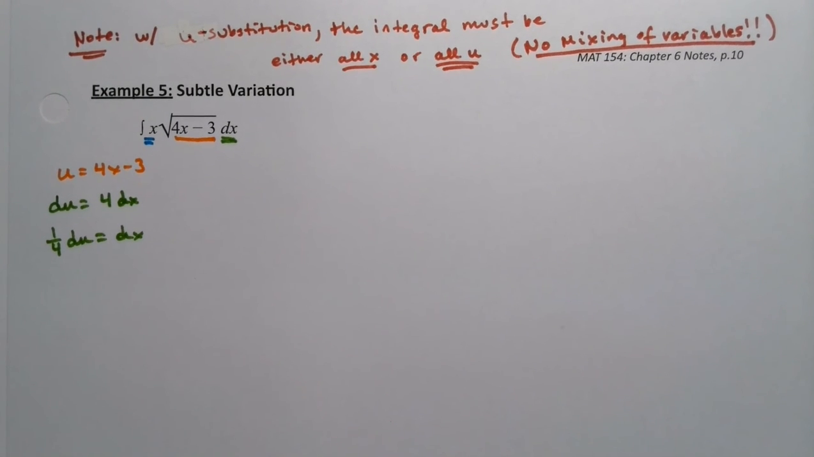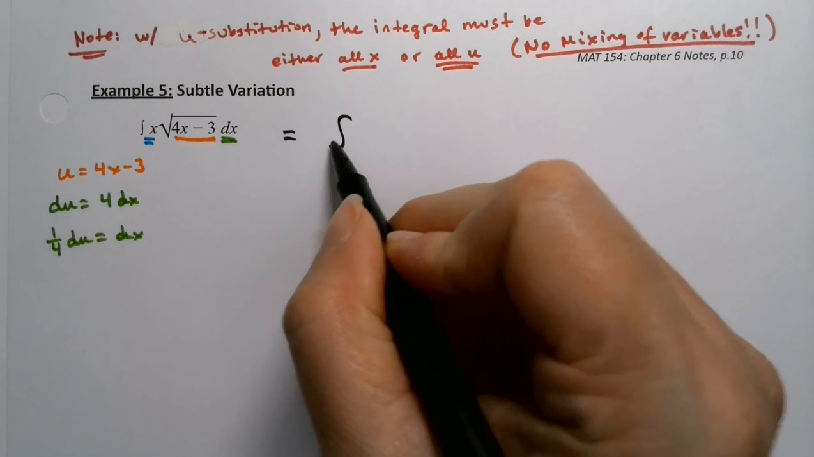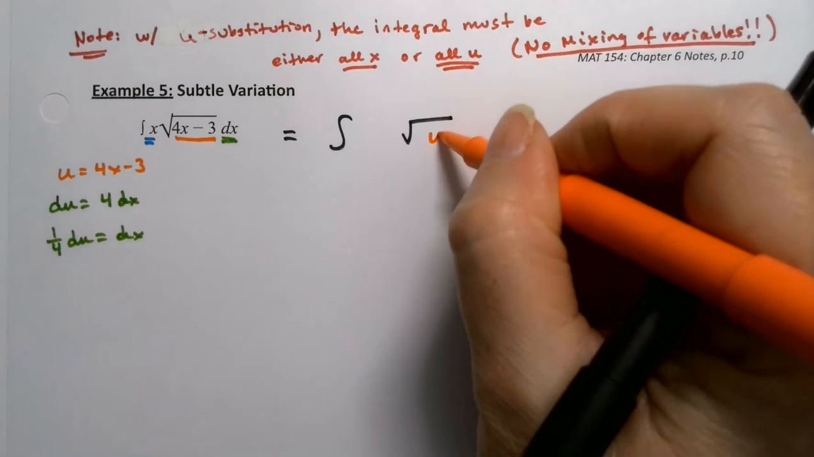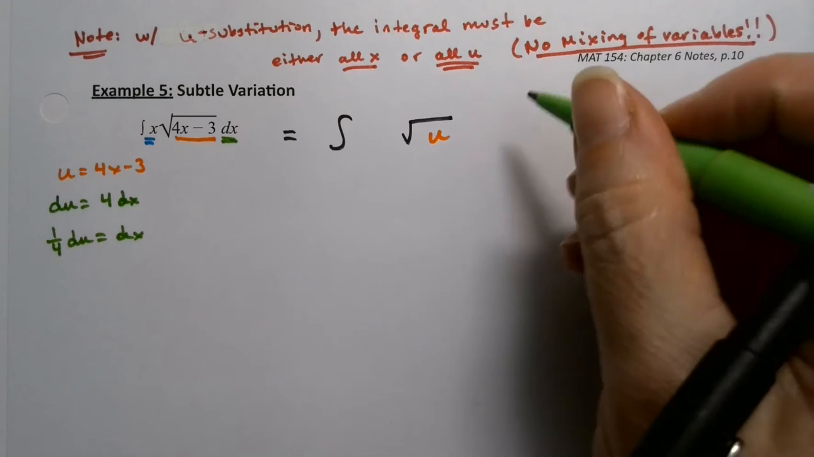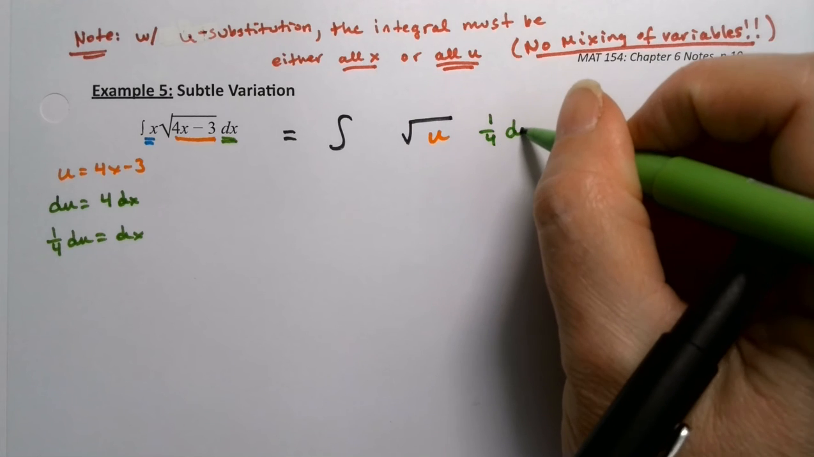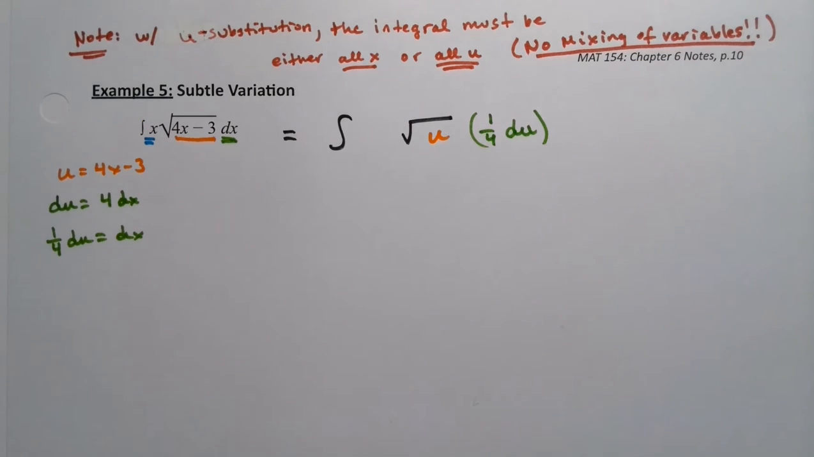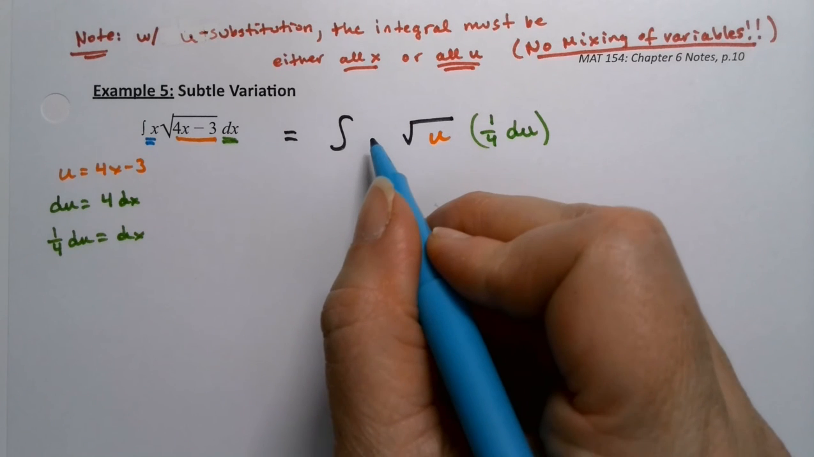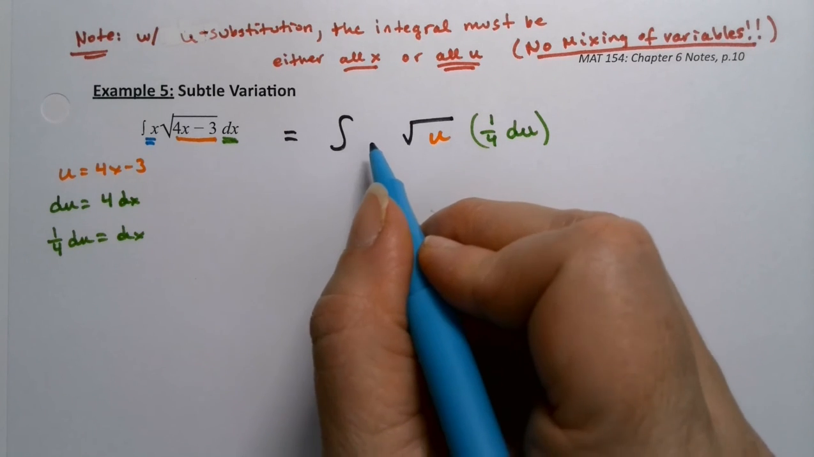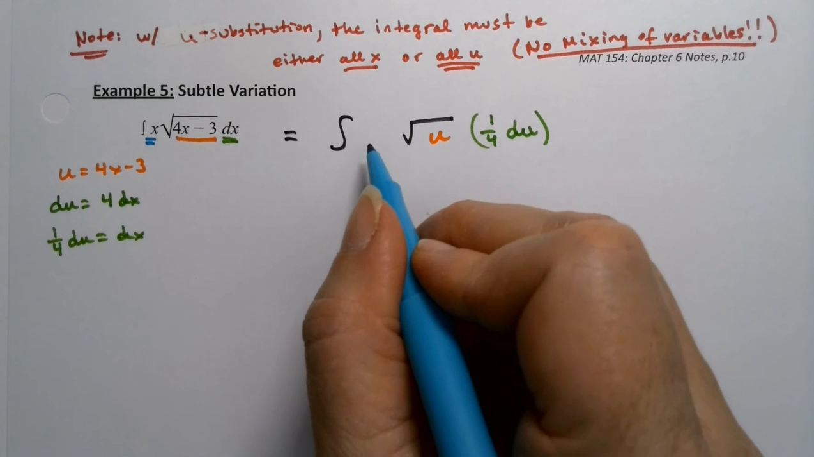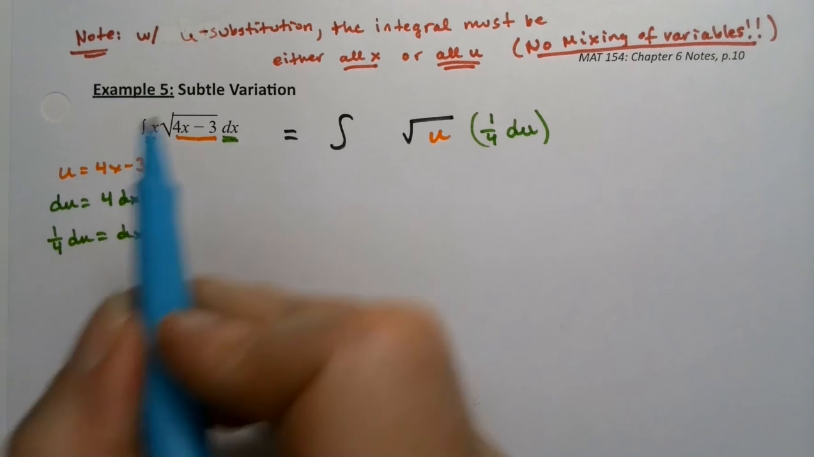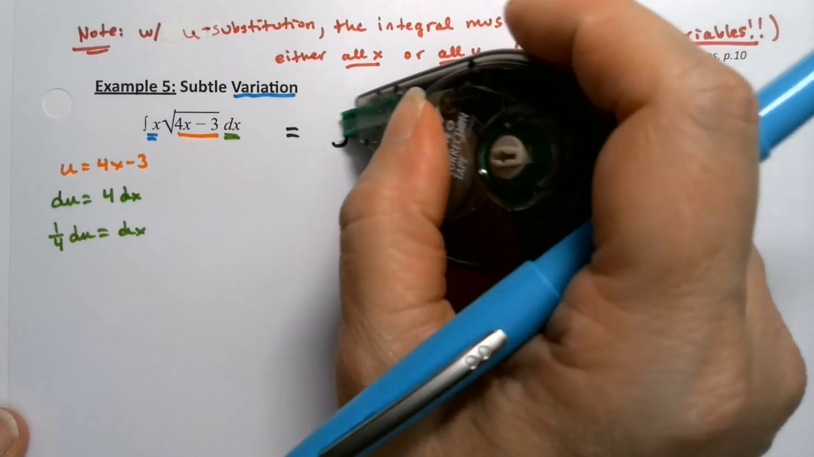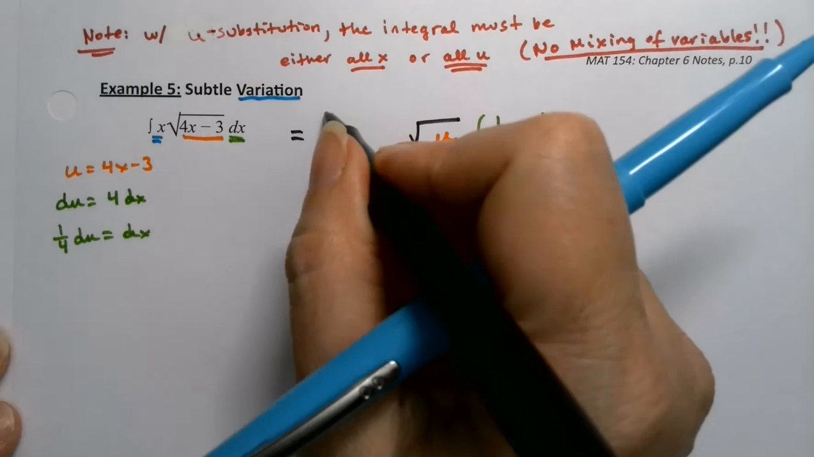So if I try to write this as an integral, I can do the square root of u. That's no problem. I can say 1/4 du. Sure. But I'm not allowed to write x here. That's actually wrong. Like, I cannot write the x. That's no good to me. I have to write something else. I have to write something with u. So that's why I'm saying it's a subtle variation, because I need some way to write x in u form.